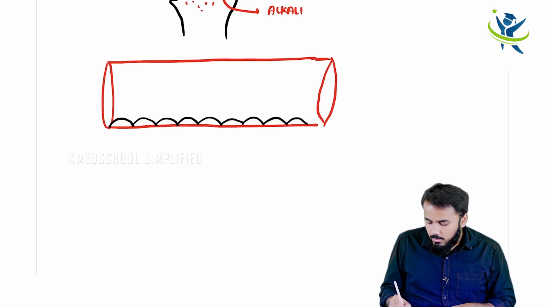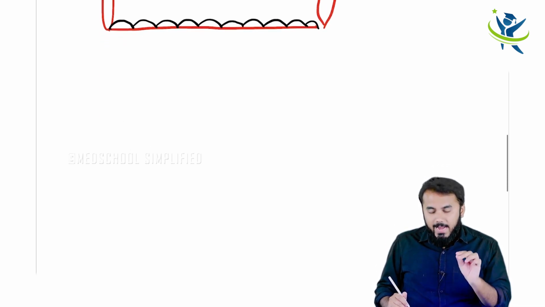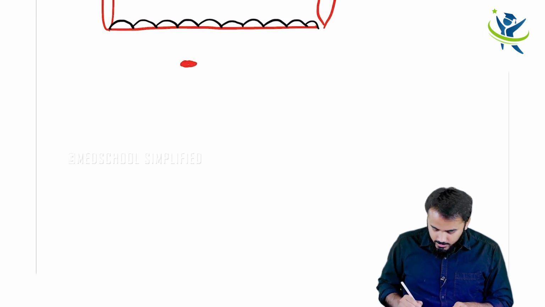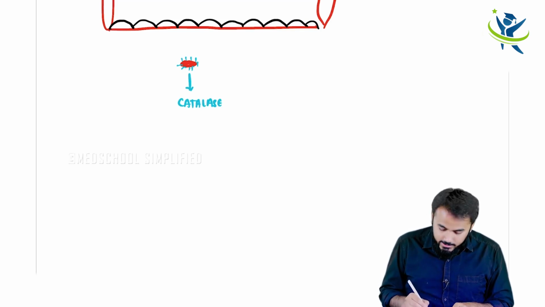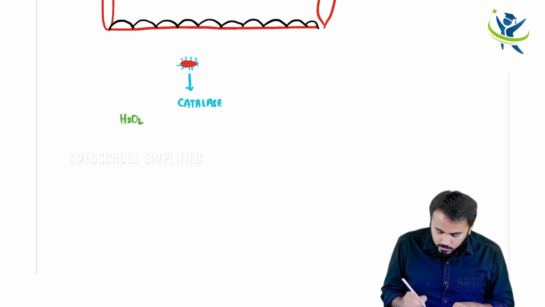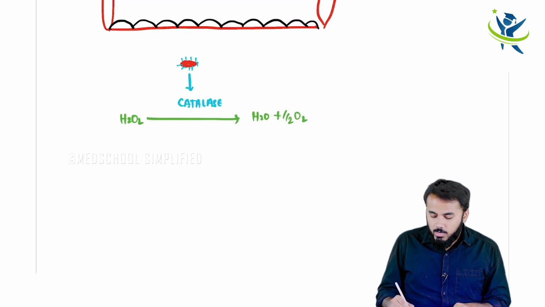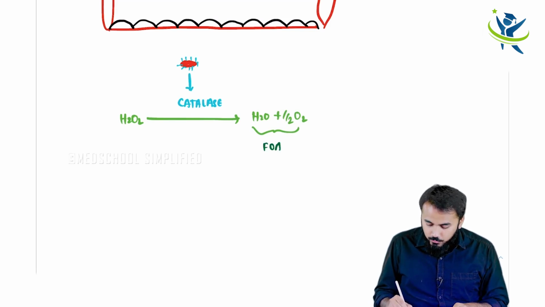Now, before that, I want to tell you one thing. Some of the bacteria, let us say this is one of the bacteria, some random bacteria. This bacteria releases an enzyme called catalase. And what this catalase does is convert H2O2, which is also called hydrogen peroxide, into water plus half mole of oxygen. Water and half mole of oxygen together, you call this foam.